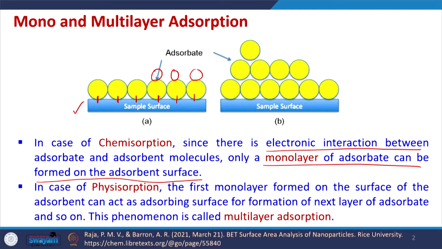Now, for physisorption where van der Waals forces of attraction are important only, the first monolayer formed on the surface of the adsorbent can act as an adsorbent surface for next layers. So, in this way we can have a multi-layer adsorption which is possible because only van der Waals force of attraction is operating. So, in chemisorption only monolayer adsorption is possible, in physisorption multi-layer adsorption is possible.